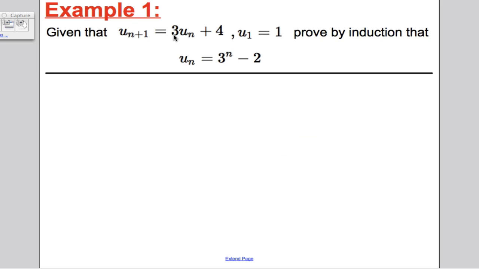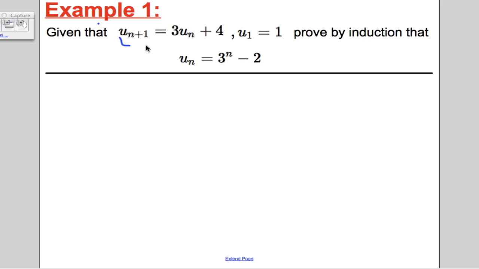Okay, we're going to start straight off with that example. I'm going to take you through the inductive process. Just in case you're not sure what recurrence relations are, this tells you the next term in the sequence is the previous term times 3 add 4. You get your answer for that, and that's your second term in the sequence. To get your third term, you do 3 times the second term plus 4, and that's your third. To get your fourth, you do 3 times the third term plus 4, etc.